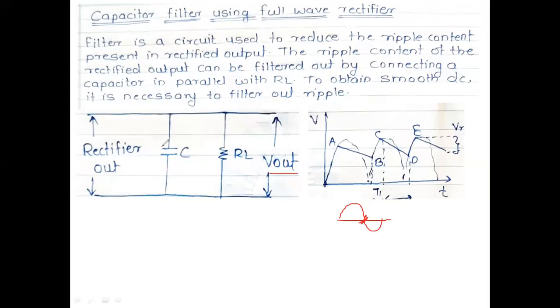How is it possible? For the positive half cycle, the capacitor charges up to the peak value. It will charge here now. When this input voltage goes to 0, in that situation what will happen? The output current will be constant. It will be maintained by discharging the capacitor. From the capacitor, current comes here, so it will not go to 0.